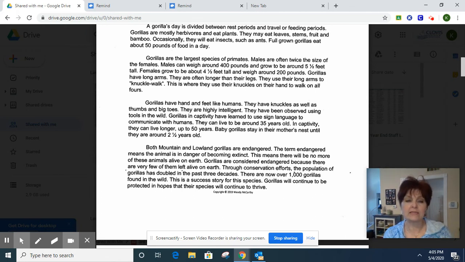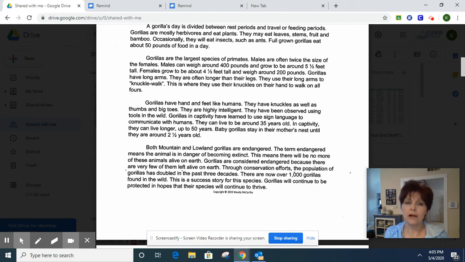Gorillas have hands and feet like humans. They have knuckles as well as thumbs and big toes. They are highly intelligent. They have been observed using tools in the wild. Gorillas in captivity have learned to use sign language to communicate with humans. They can live to be around 35 years old. In captivity, they can live longer, up to 50 years.